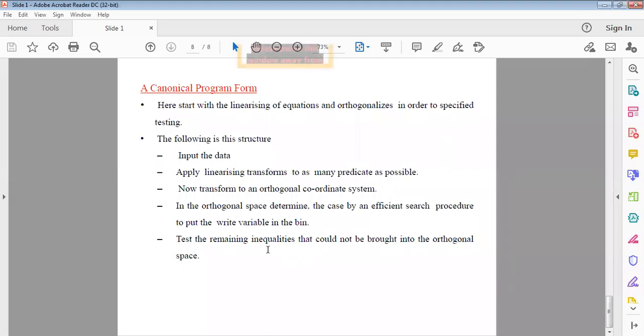Remaining inequalities: we have some values for performing a testing. We will have equality as well as inequality predictions. Remaining inequalities that cannot be brought into orthogonal space are not represented in the orthogonal representation. So this is the canonical representation, or the program form, that has to be followed while you are performing linearizing of equations and orthogonalization in order to specify testing.